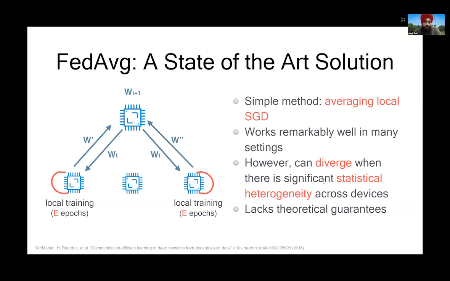However, this algorithm can also diverge when there is significant statistical heterogeneity across the devices. By heterogeneity, I mean the data is coming from different distributions across the devices. And this algorithm also lacked theoretical guarantees when it was proposed, but in the recent literature, people have tried to work out its theoretical guarantees under different assumptions.